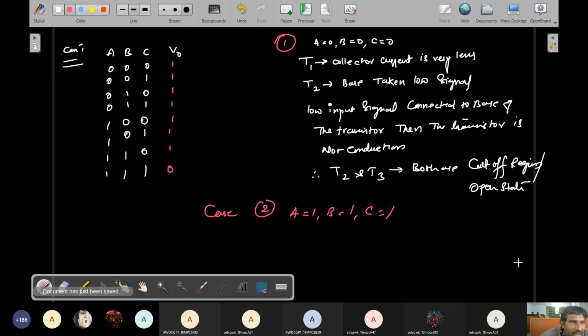So that is the reason: in this transistor circuit, if any one of the inputs is 0, then the output is high. If all inputs are high, then your output will become 0. So that is the case. Okay, I hope everybody understands. I'll continue with our next topic in the next lesson.